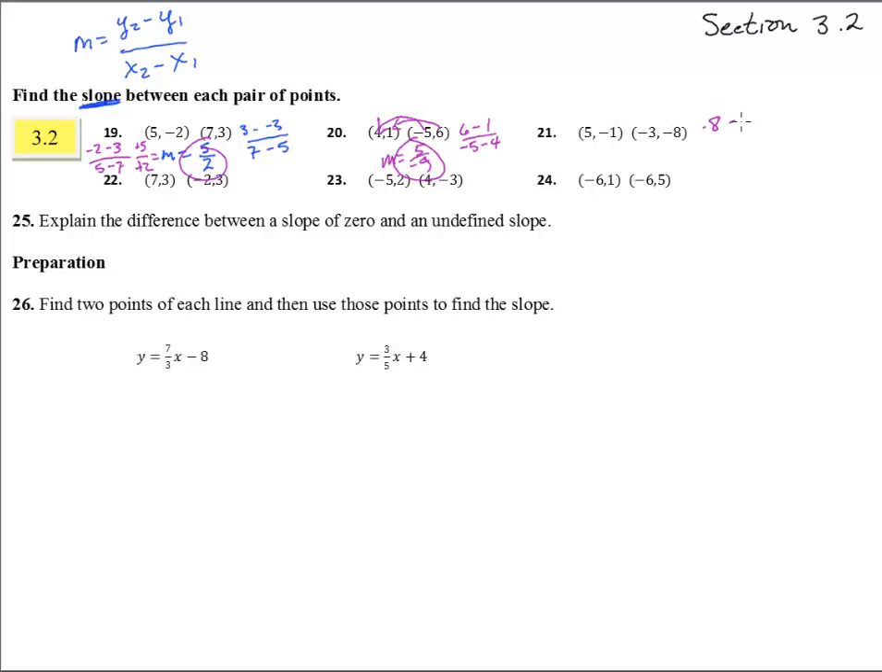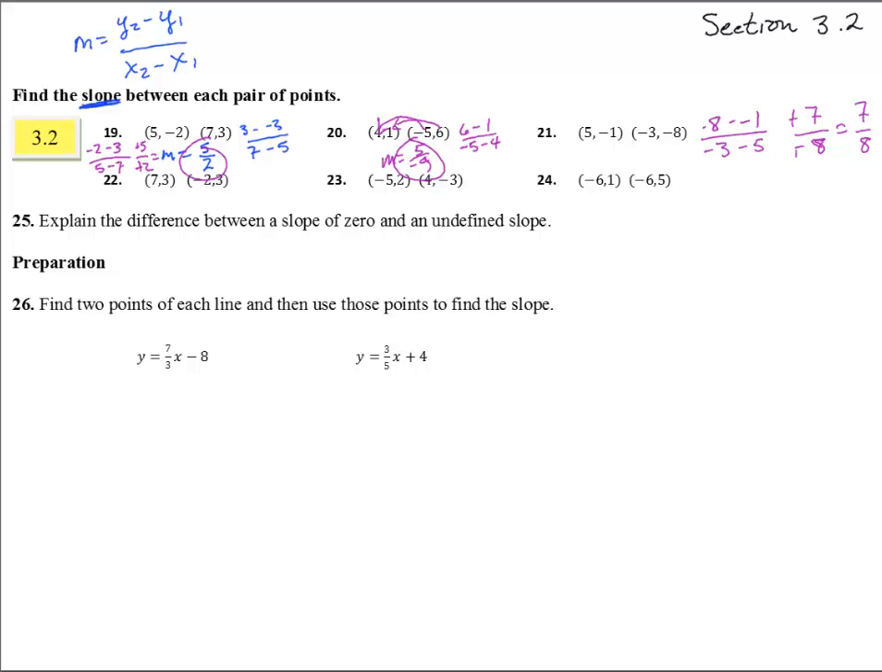Negative 8 minus negative 1. Now remember to subtract this number. So it's not negative 8 minus 1, it's negative 8 minus a negative 1. And on the bottom is negative 3 minus 5. Negative 8 minus a negative 1 is a negative 7. Negative 3 minus 5 is negative 8, which turns negative over a negative. That is a positive 7/8.